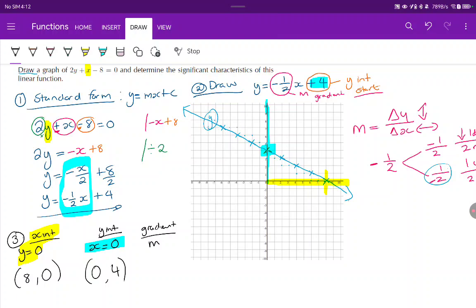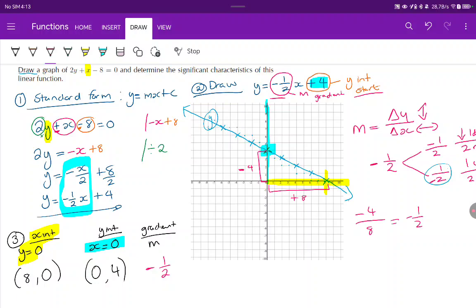And then lastly, the gradient. As I mentioned before, gradient is m, which is negative 1 over 2, and you get that from the equation as well. You can also get it from the graph. If you go from here to here, that will be negative 4, and then from here to here, that would be positive 8. So negative 4 over positive 8 gives you negative 1 over 2. That is also your gradient.